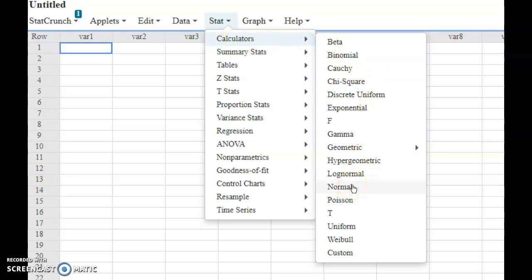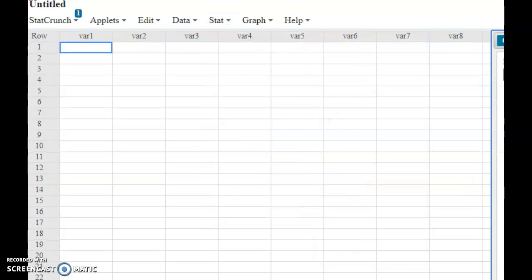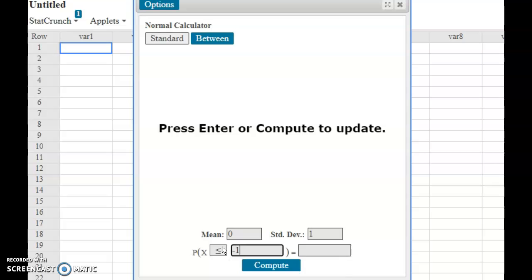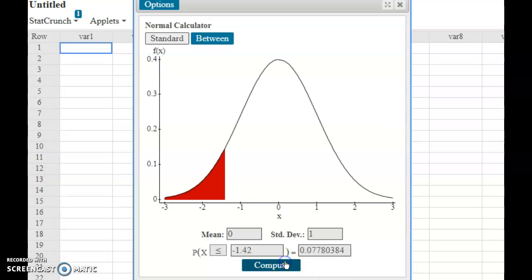This is also where we found the binomial calculator we looked at last week. It defaults to our standard normal distribution, which has a mean of 0 and a standard deviation of 1. It also defaults to the standard version over here, but we can change it to the between version. So if I want to look for the area to the left of negative 1.42, I simply put that in my calculator, and it's going to give me the area to the left, which was 0.0778. Same thing we found on the table and while using the TI-84.